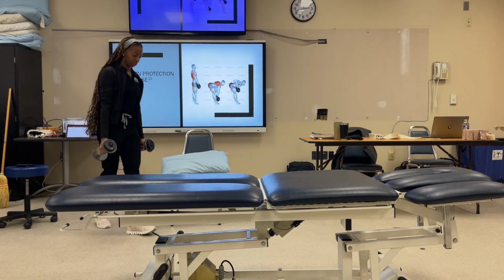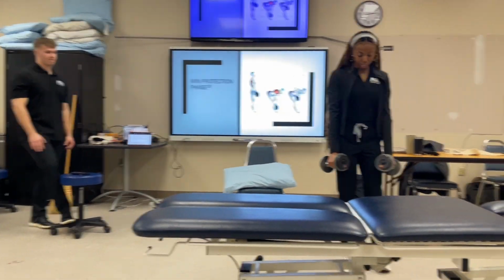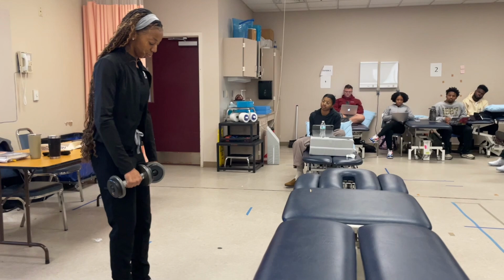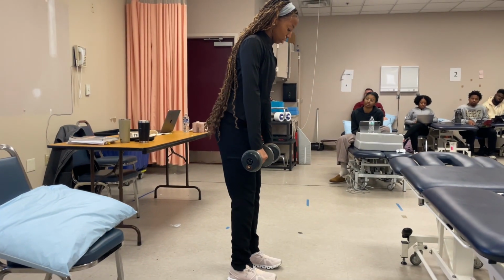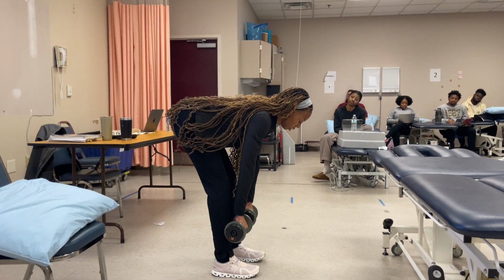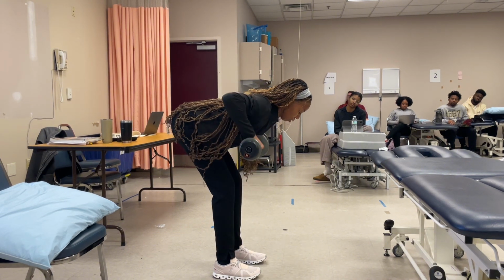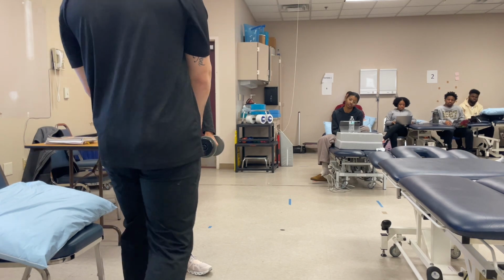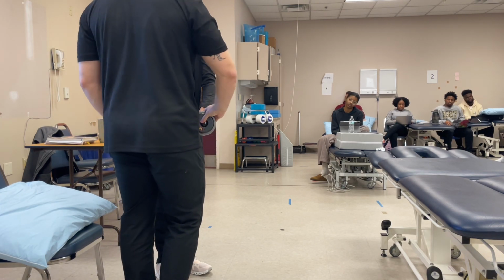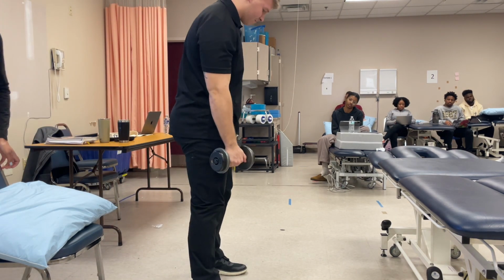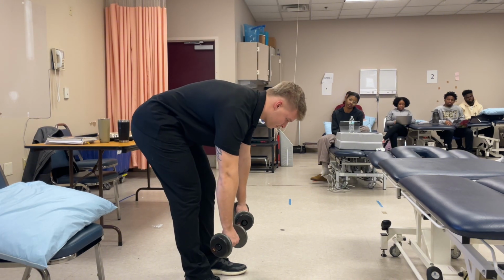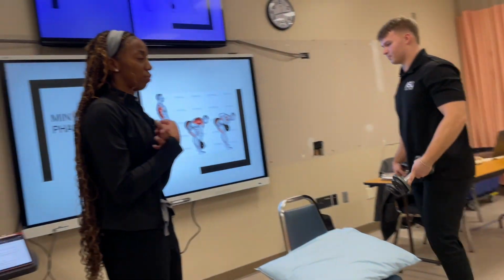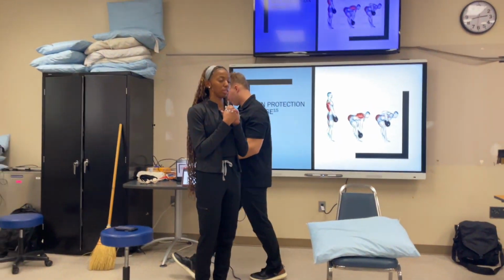So I'll demonstrate. First, doing an RDL, you just want to push your hips back, keeping your back in a neutral position. So we're going to go down, and then once you get low, you just do a row. So Andrew, can you do this? And this would help with dysfunctional activities if the patient was bending over to pick something up.